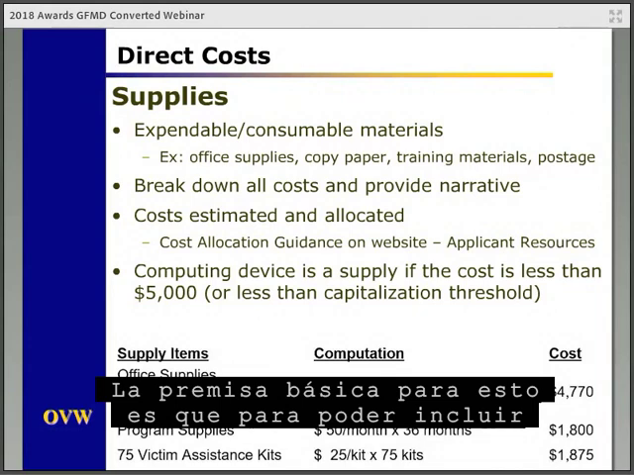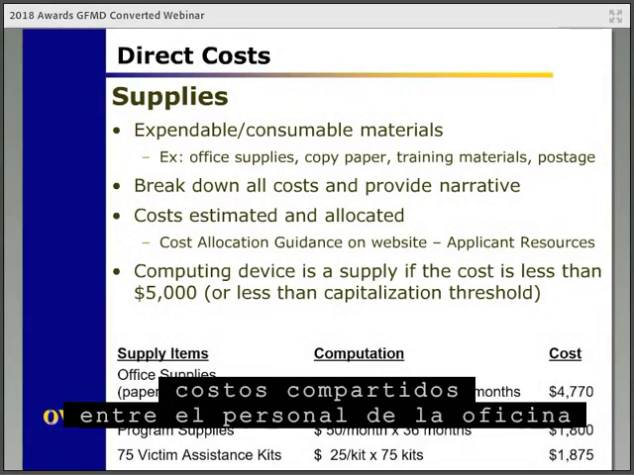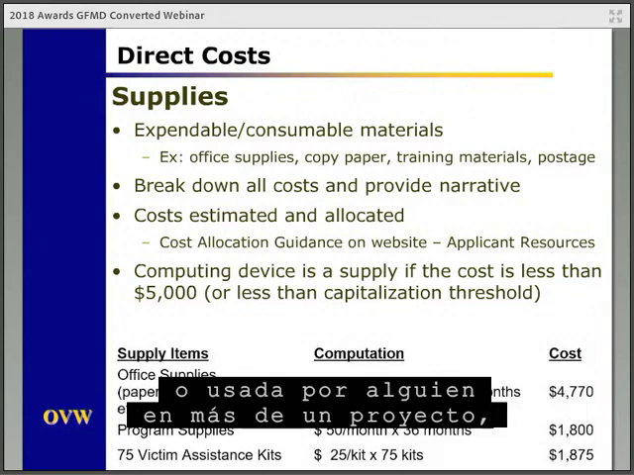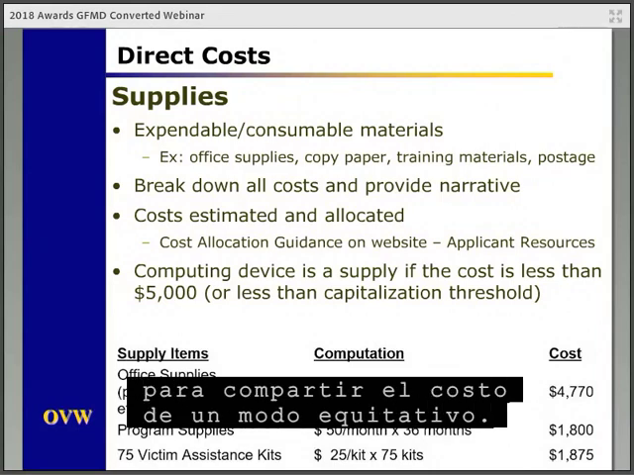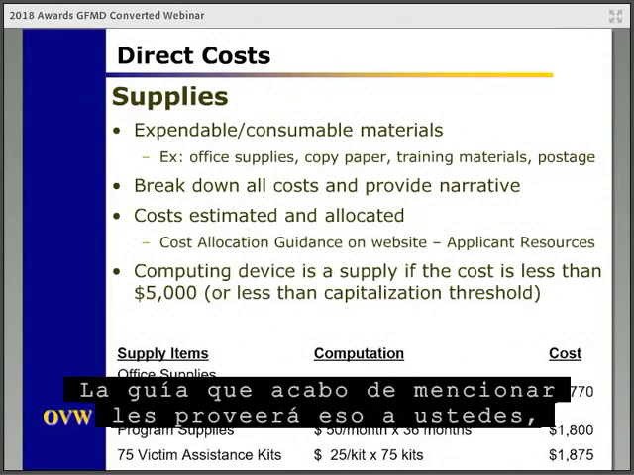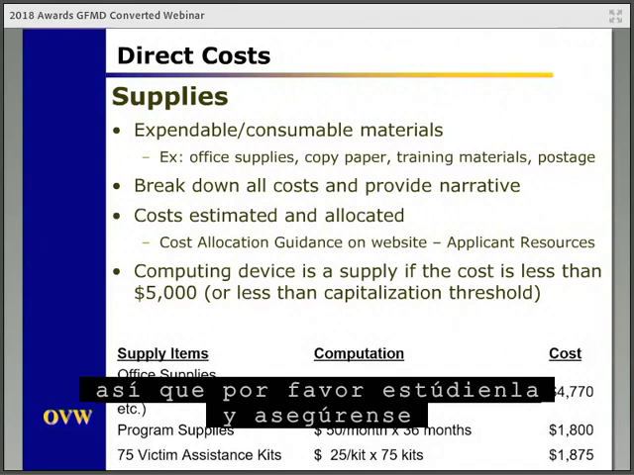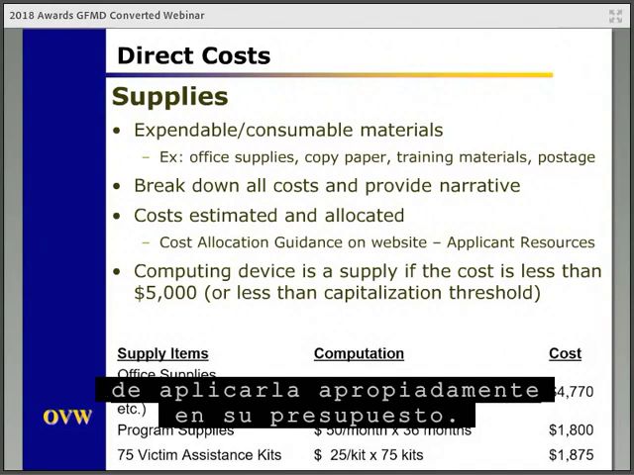The basic premise for this is that in order to include costs that are shared amongst office staff or used by someone for more than one project, there needs to be a system in place to share the cost in an equitable way. The guidance I just referenced will provide that for you, so please review it and make sure you apply it in your budget appropriately.